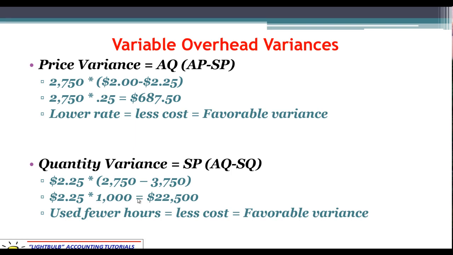The quantity variance is going to be the same quantities as labor, 2750 versus 3750. You may recall that 1,000 difference, but now the difference is the price. It's going to be multiplied by the standard price of $2.25 to get a $2,250 variance. It's going to be favorable because it saved us money. We used fewer hours.